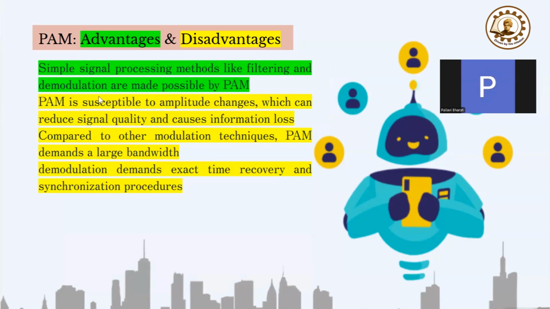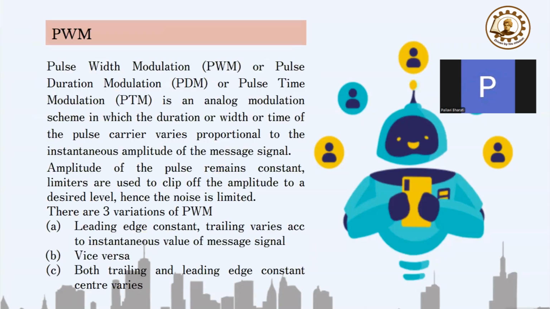So what are the advantages and disadvantages? See, since PAM varies the amplitude of the sample, the amplitude contains the noise. That means the noise is affecting the modulated signal. So PAM is susceptible to amplitude changes, which can reduce signal quality and cause information loss. On the other hand, a large bandwidth is also required. The goodness of PAM is that simple signal processing methods like filtering and demodulation are made possible by PAM.